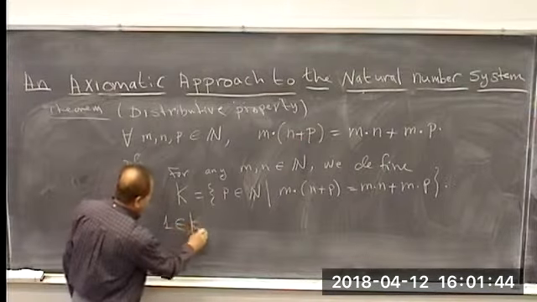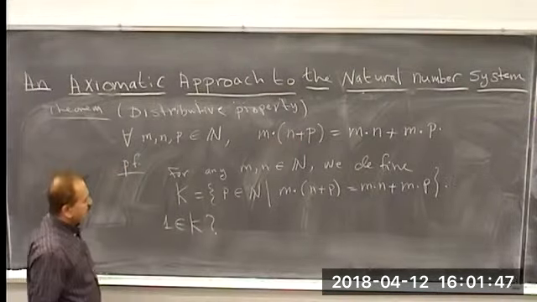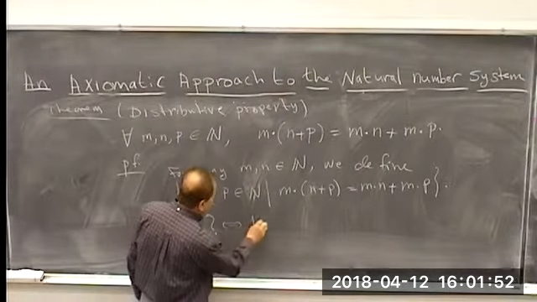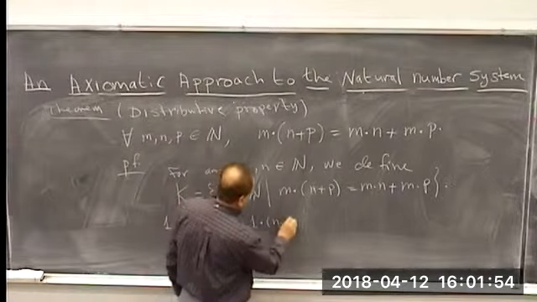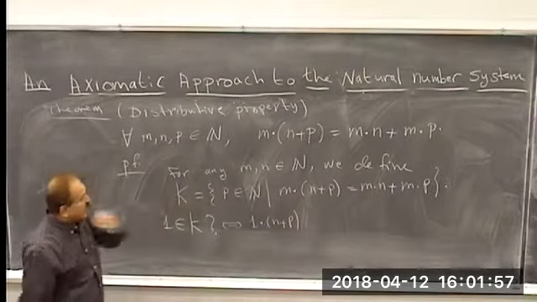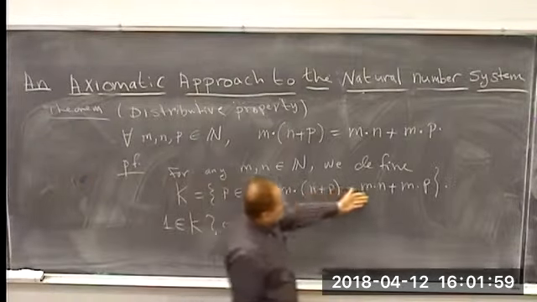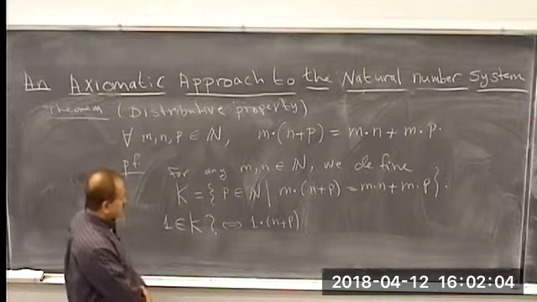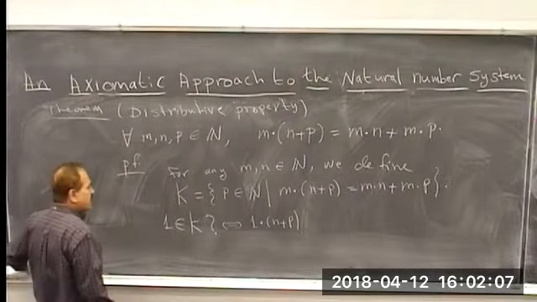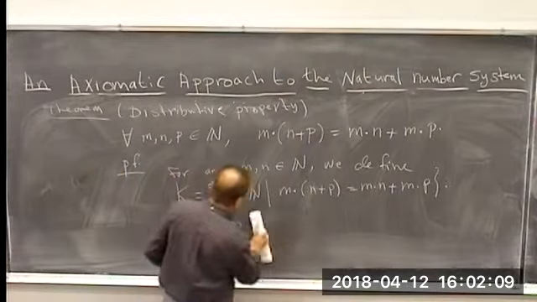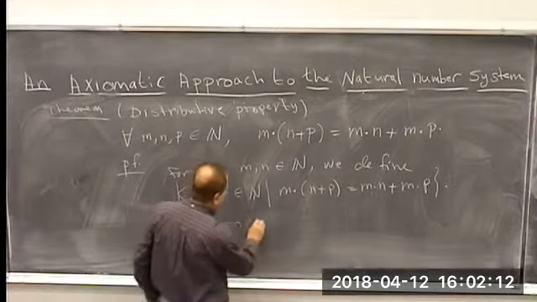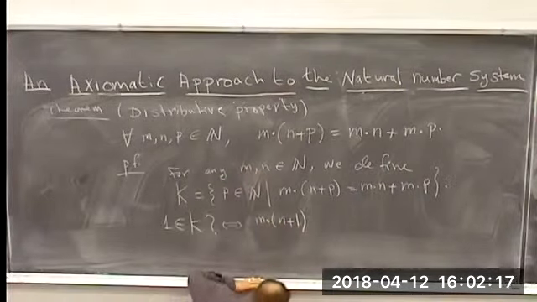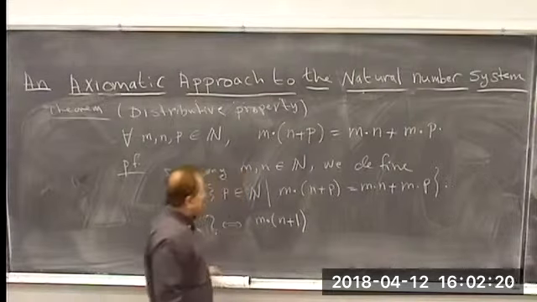1 belongs to K. Okay, let's see why. It means that this is equivalent to showing that, of course, putting a 1 for p in there. Sorry, I want to look at m times n plus 1. The p must be equal to 1. Well, so let's look at what this is equal to.